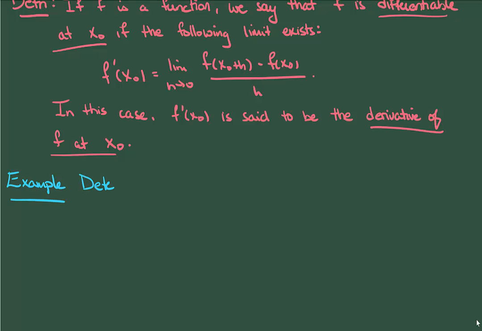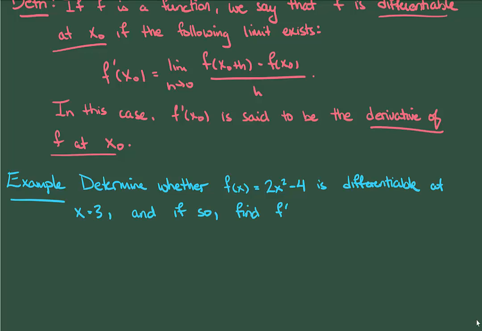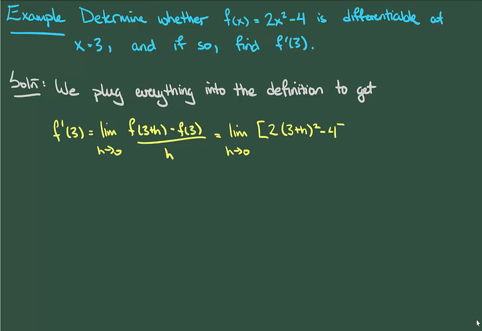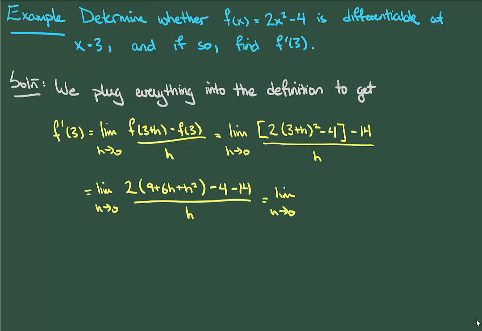Okay, let's do an example then. Let's determine whether the function 2x squared minus 4 is differentiable when x equals 3, and if so, let's find the value of its derivative. Now we don't have much to work with, so let's plug everything into the equation for the derivative. I'm not really doing anything here other than plugging x0 equals 3 into the equation. And in this step, I know that f of x is 2x squared minus 4, so I'm going to plug that in. Now the next bit is pretty much just algebra, but we need to expand that 3 plus h squared term to see what happens.